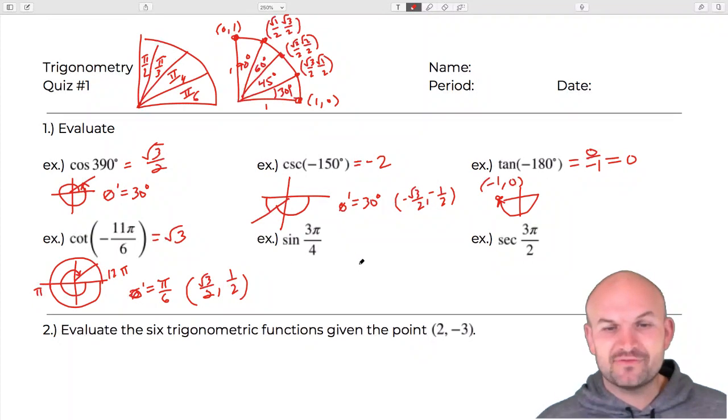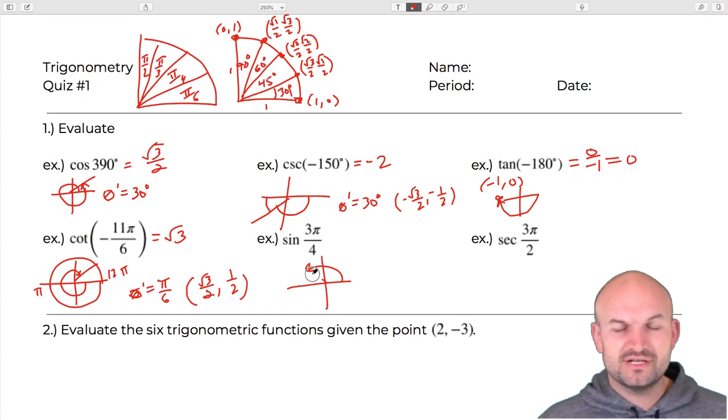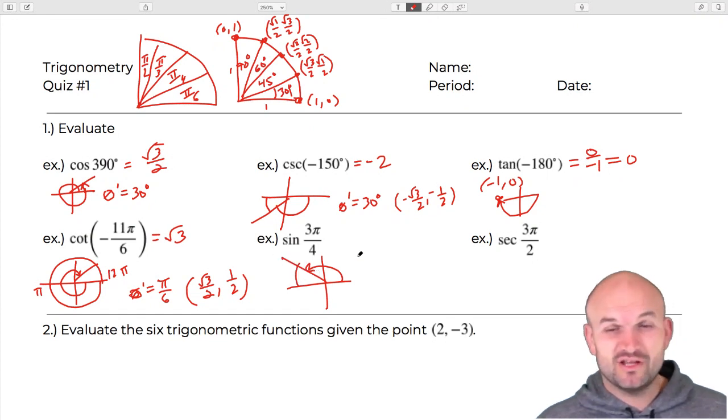So the next one is sine of 3 pi over 4. So let's go ahead and graph that. So sine of 3 pi over 4 is going to be over here. That's going to have a reference angle of pi over 4.